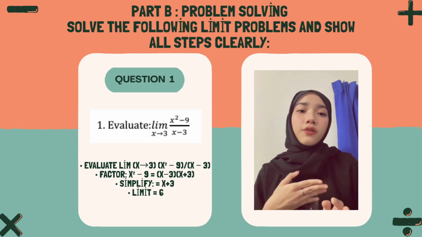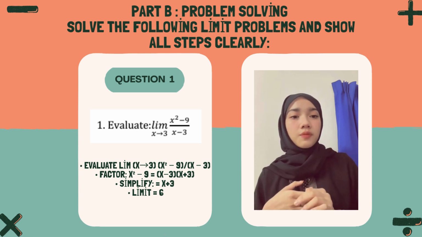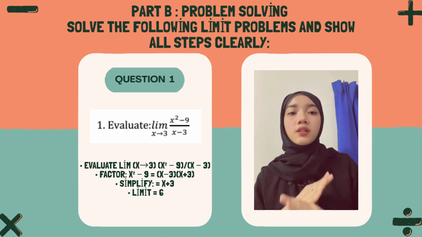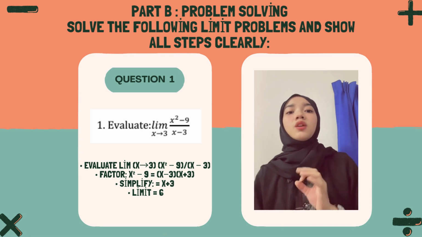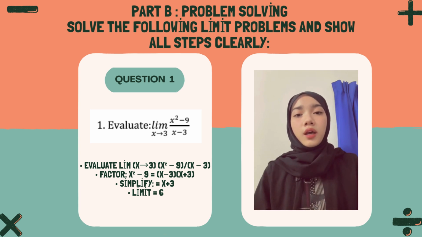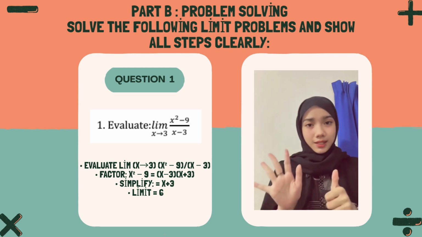Lastly, therefore, the limit as x approaches 3 of (x squared minus 9) over (x minus 3) equals 6. Okay, the answer is 6.